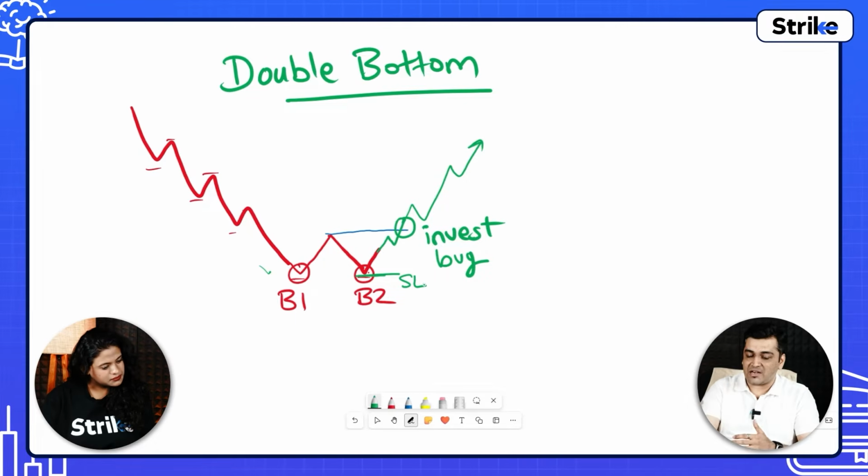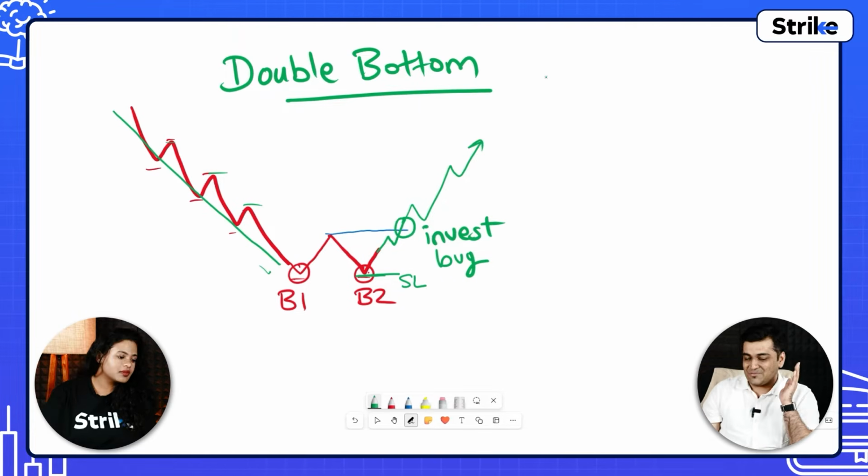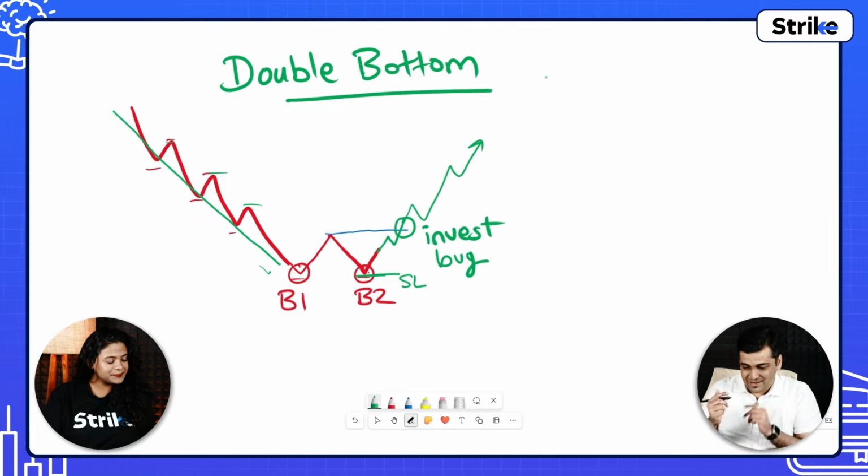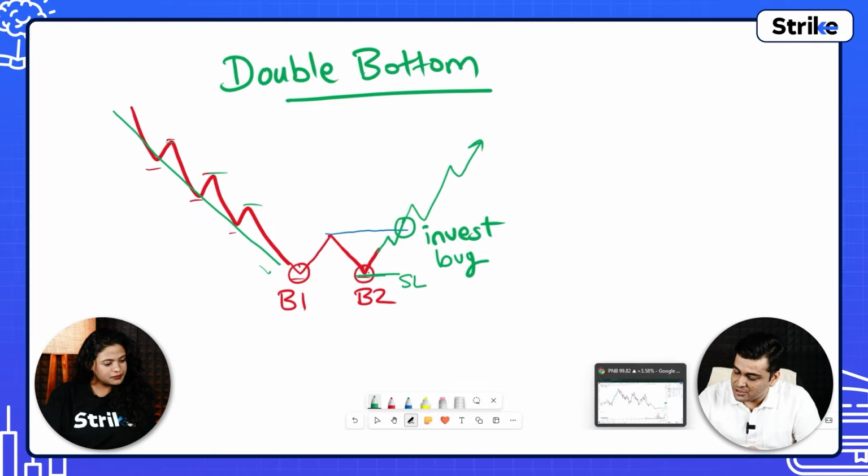And how will you set targets? There are various ways you can set targets, at the previous high levels. Overall, keep in mind that this entire trend is now reversed to an uptrend. So that's a classic double bottom. Where to check this on the chart? Where to find the W? I'll show you. All right. But do you understand this? Yeah. Sounds interesting? Okay, let me very quickly come to the chart now.